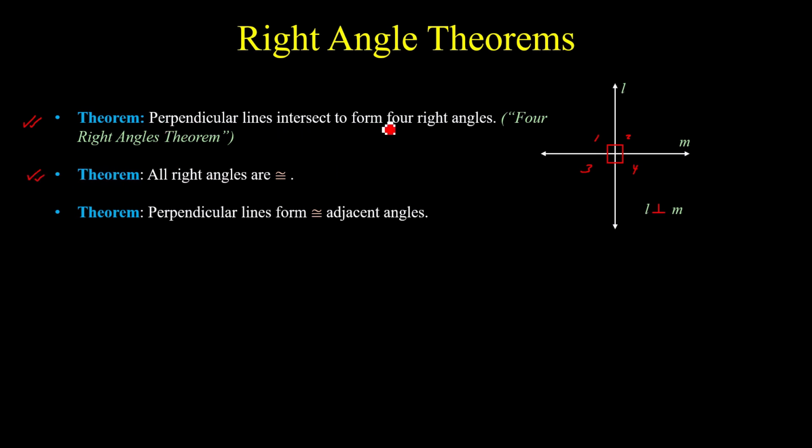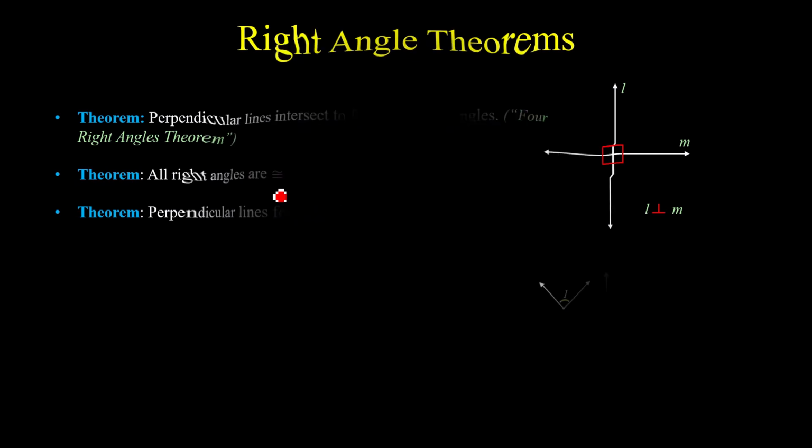Perpendicular lines intersect to form 4 right angles. So that's a very important theorem to remember, because it gives us 4 right angles anytime you're given 2 perpendicular lines. Here it says line L is perpendicular to line M. And third, perpendicular lines form congruent adjacent angles. If you forgot this one, you can easily derive it from all right angles are congruent. So one step removed from this. If you know one, sometimes you can derive the other. That's why the first 2 here are particularly important to appreciate.